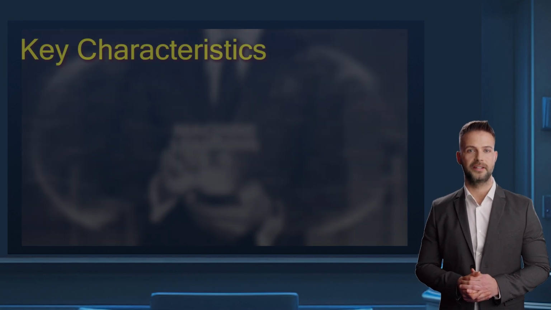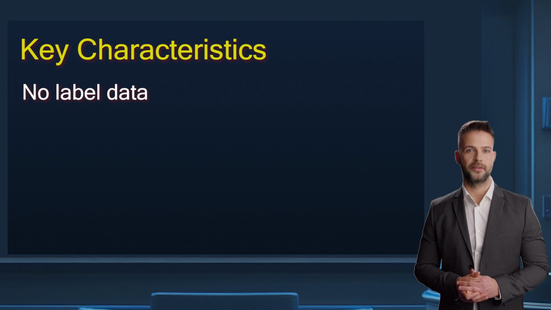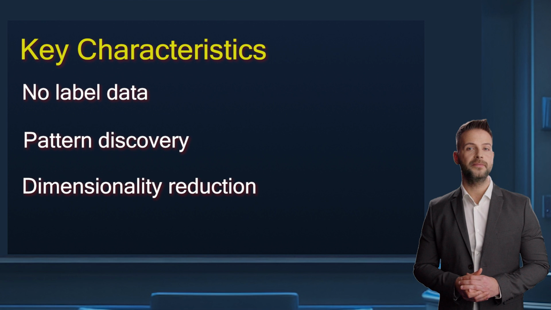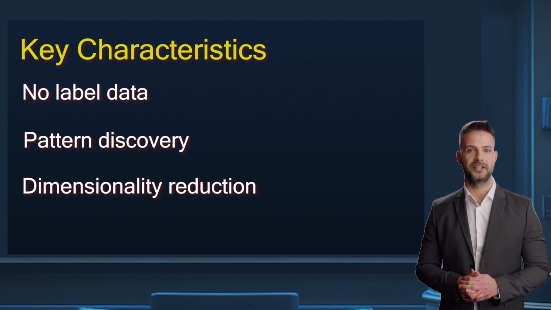Here are some key characteristics. It's all about no-labeled data, which means unsupervised learning does not require labeled datasets. The model learns from the raw input data. Also, pattern discovery. So the main objective is to identify patterns, groupings, or structures within the data. And finally, dimensionality reduction, often used to reduce the number of features in a dataset while preserving essential information.